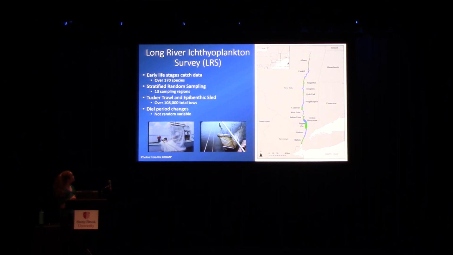The data that I will be using will be from the LRS, the Long River Ichthyoplankton Survey. It's an ichthyoplankton trawl survey that collects data on length, abundance, and life stages for over 170 fish species in the Hudson River estuary. It has a stratified random sampling design with the Hudson River estuary broken up into 13 regions, which you can see in this figure here. And 2 gears were used, as Xiaoyun mentioned, the Tucker trawl and the epibenthic sled. And over the course of the LRS, there were over 108,000 tows that were done, combining the 2 gear types.